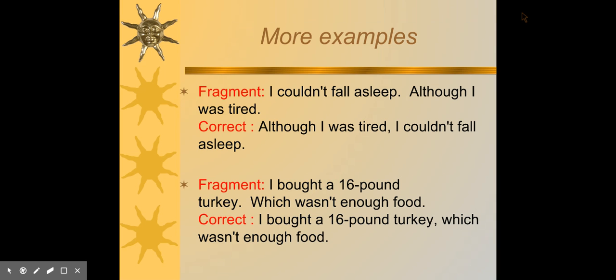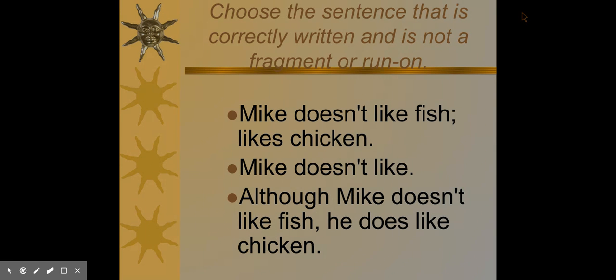I bought a 16-pound turkey, which wasn't enough food. Which wasn't enough food should be going with the rest of the thought in front of it, so we're going to add a comma. I bought a 16-pound turkey, which wasn't enough food. It's extra information, but it doesn't have a subject and a verb. So that's why the second group of words is correct.